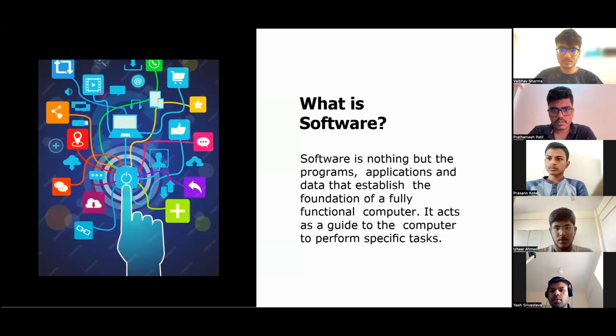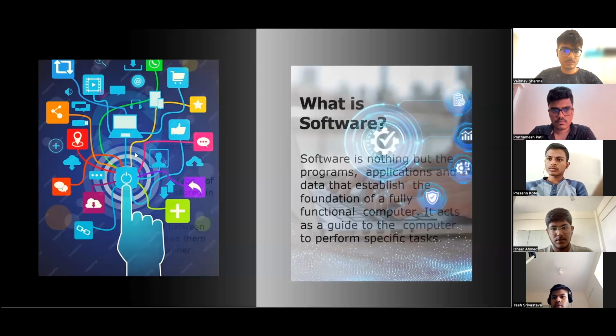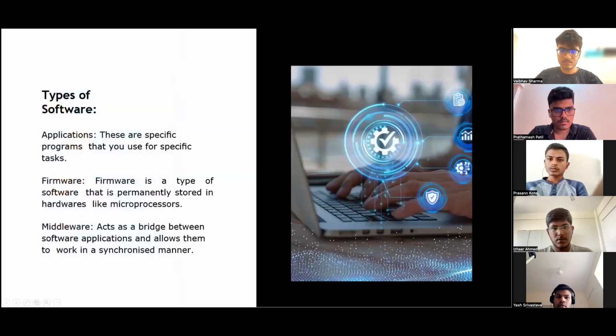So what is software exactly? Software is nothing but programs, applications, and data that establish the full foundation of a fully functional computer. There are many types of software. The three prominent ones are applications, firmware, and middleware.